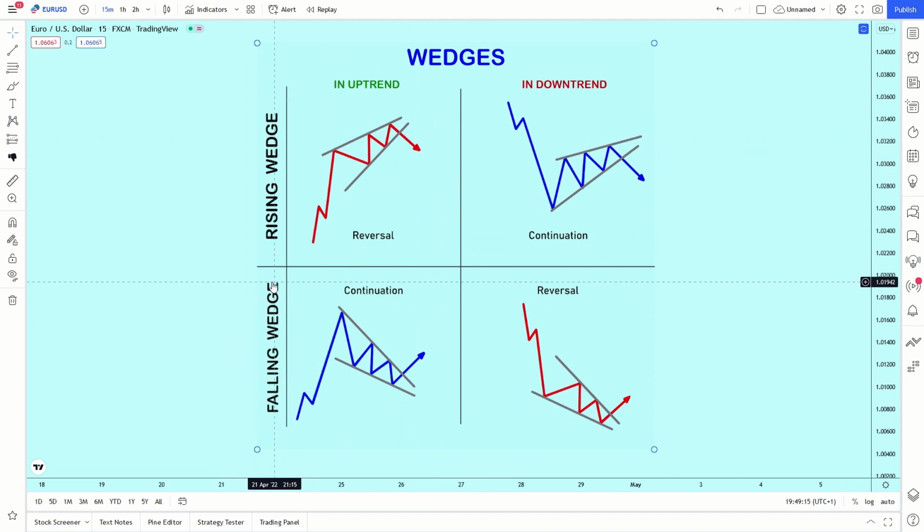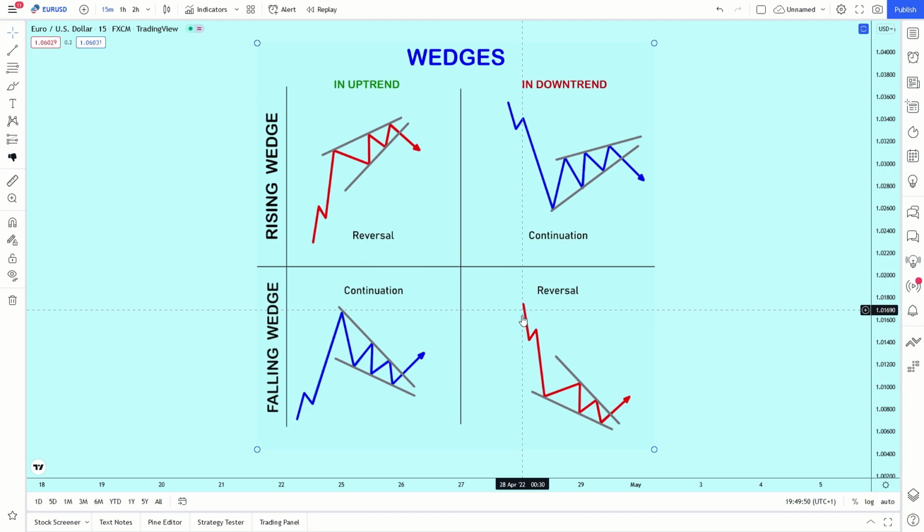Also, we have this falling wedge. This time these trend lines are angled down here and here. This pattern and this pattern are the same. But what is the difference? As I said before, it's trend. Here we have a downtrend, but here we have an uptrend. This time, when price breaks the upper trend line, we expect price to continue to go up. So we have a continuation trend pattern.